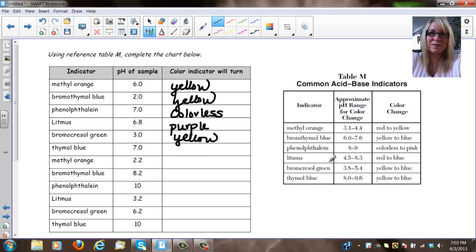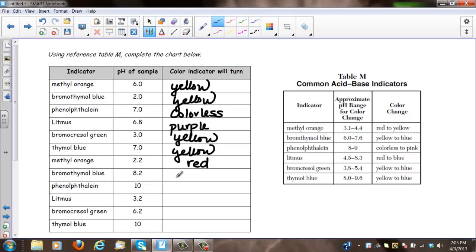Thymol blue at 7 is less than 8, it's going to be yellow. Methyl orange 2.2 is less than 3.1, it's going to be red. Bromthymol blue at 8.2 is greater than 7.6, so that'll be blue. Phenolphthalein at 10, that's a lot greater than 9, it's going to be pink. Litmus at 3.2, that's less than 4.5, it's going to be red. And bromcresol green at 6.2 is greater than 5.4, it will be blue. And thymol blue at 10 is greater than 9.6, that's going to be blue.